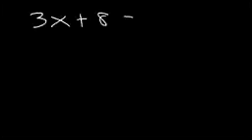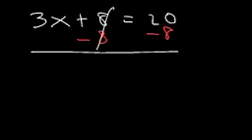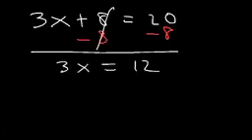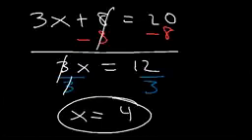Try this one. Go ahead and solve for x. So just like in the last problem, we're going to subtract both sides first. 20 minus 8 is 12. And then, towards the end, we could separate the 3 from the x by dividing both sides by 3. So x, which is 12 divided by 3, is 4. And so that's the answer.